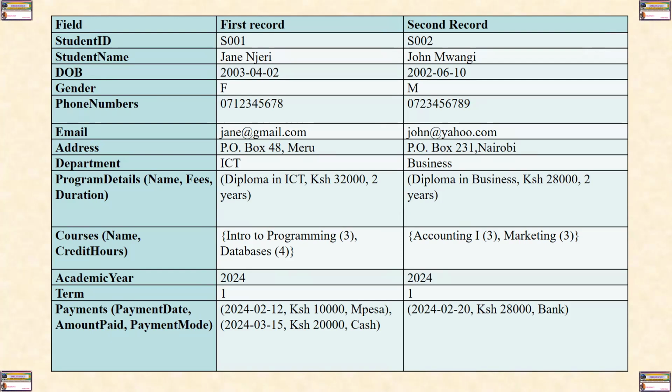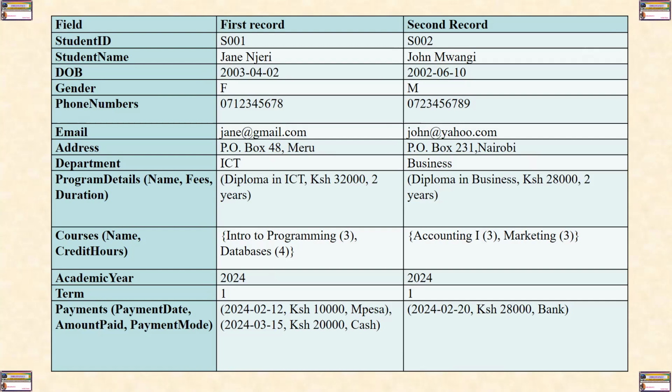When you look at this table, I'm making use of an example of data for 2 students. We have the fields here. What I'm calling first record and second record are simply the details for each student. So we have 2 students here. This is data for 2 students, and this data is all the data that concerns the student. It is not well organized.